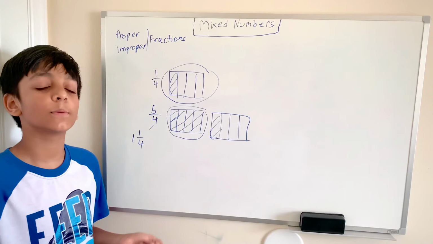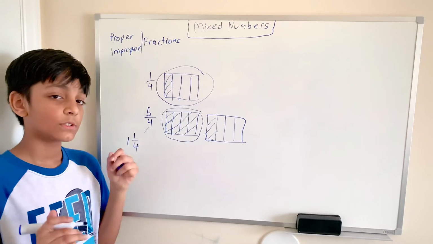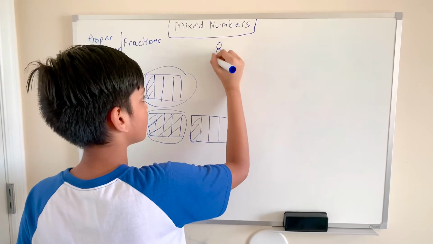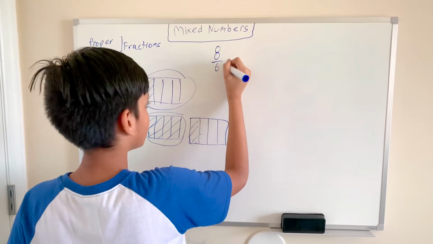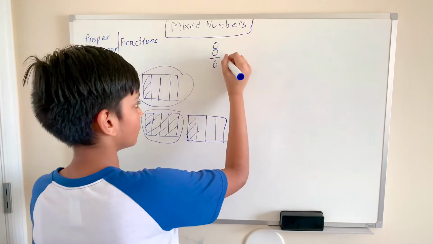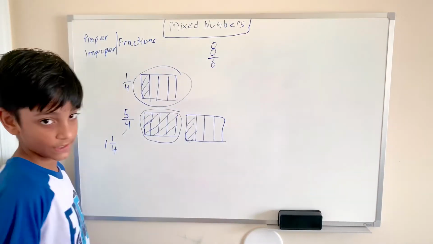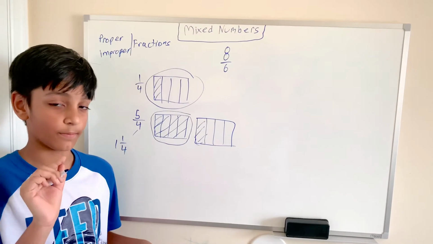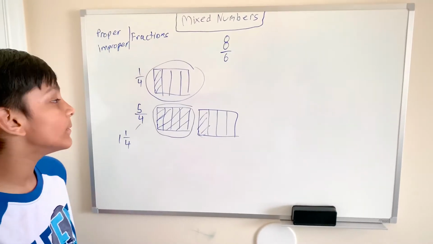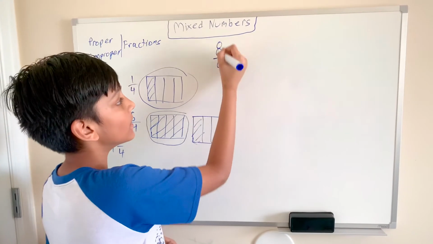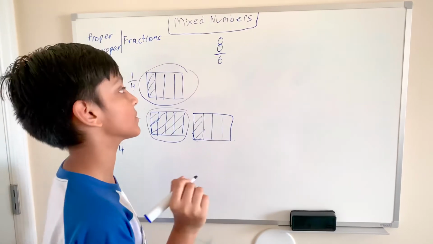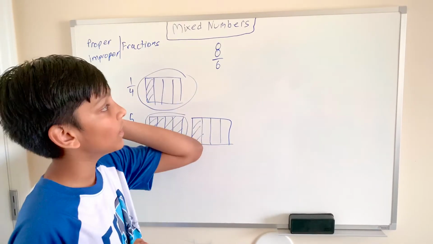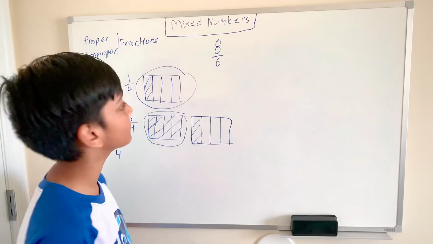But how do we do it the procedural way? So let's get another improper fraction here. 8/6. And that will equal whatever mixed number. But how do we find that exact mixed number? All we really have to do is divide the numerator by the denominator first. That's because, as we learned in a previous video, fractions are just division problems.